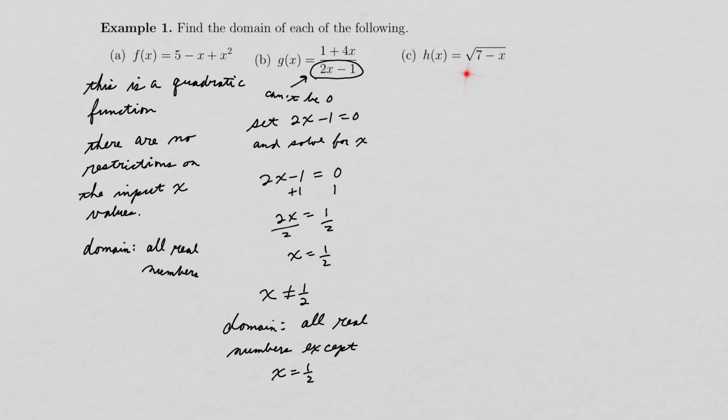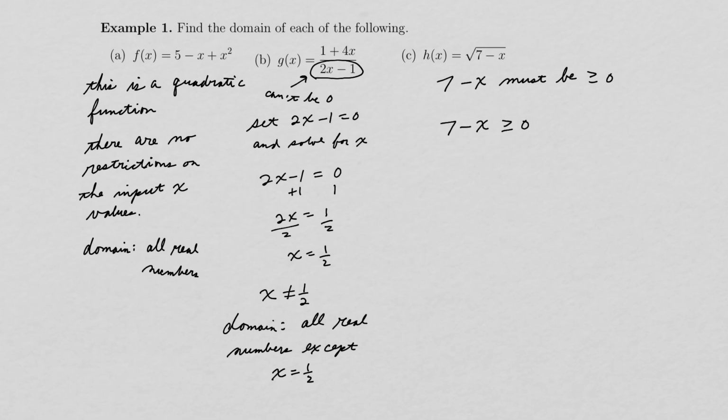This third function, h of x, is square root of 7 minus x. In this case, the issue is going to be when the expression inside the radical can never be negative, right? So another way of saying that is that this expression, 7 minus x, must be greater than or equal to 0. So we can just write this as that.